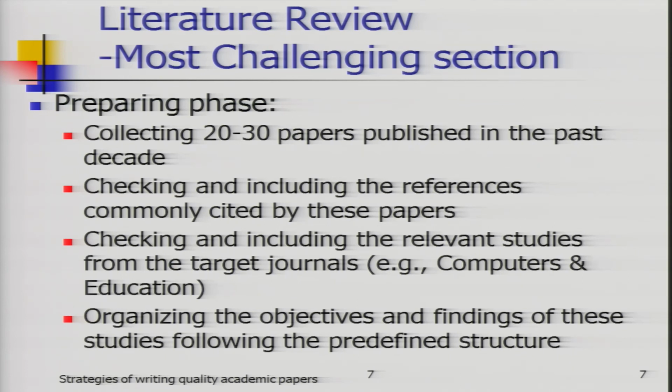Also, you need to check if you already have a target journal. For example, you try to submit your paper to Computers and Education. Then you need to check if the papers you collected contain any Computers and Education papers. If not, then you need to find some. If you cannot find any, then I suggest you had better not submit the paper to Computers and Education. And then you need to organize the objective and findings of those studies following a predefined structure. So the problem is, what is the predefined structure? How can I define the structure of my paper?